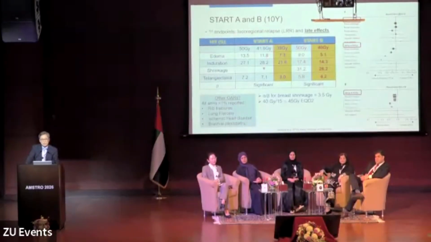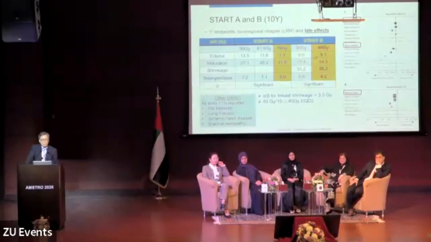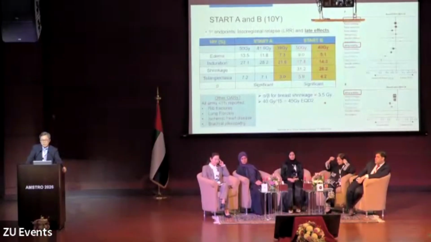In terms of late effects, there was a statistically significant improvement with the 39 gray arm in START A, as you can see here, with the edema, induration, and telangiectasia improving there. In START B, there was also improvement in edema, induration, shrinkage, and telangiectasias. So again, for the breast tissue itself and breast shrinkage, the alpha beta ratio was deduced at 3.5 gray, which is the same as the breast cancer. And using the EQD2, the 40 gray in 15 fractions was equivalent to about 45 gray.